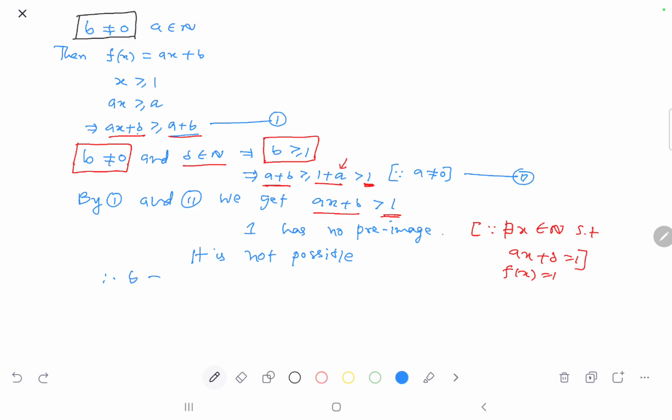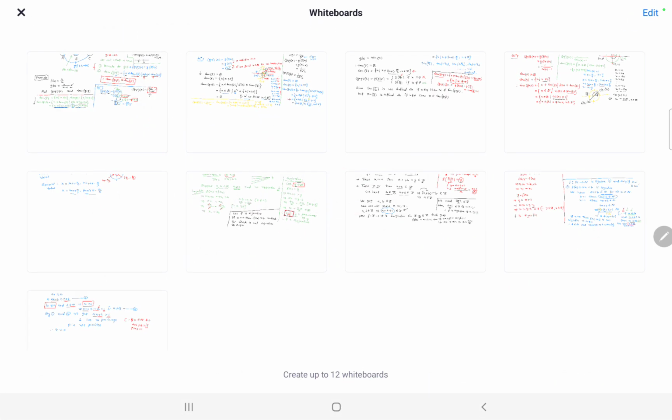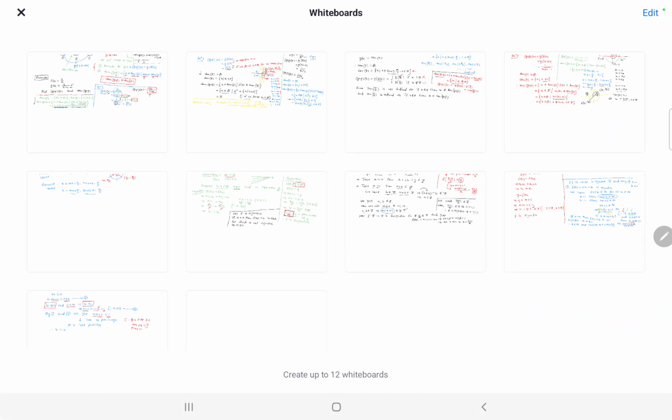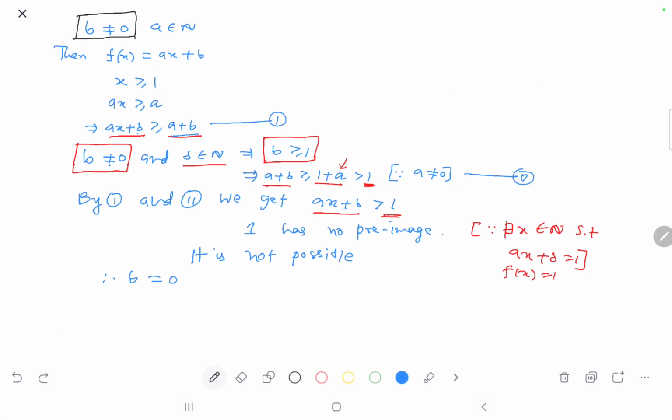So we must have b equal to 0. We start with b either a natural number or 0. We prove here b cannot be non-zero, so b must be 0. So we get b is 0 and a is a natural number, right? Okay, now we prove a is 1. There is only one choice for a, this is 1.